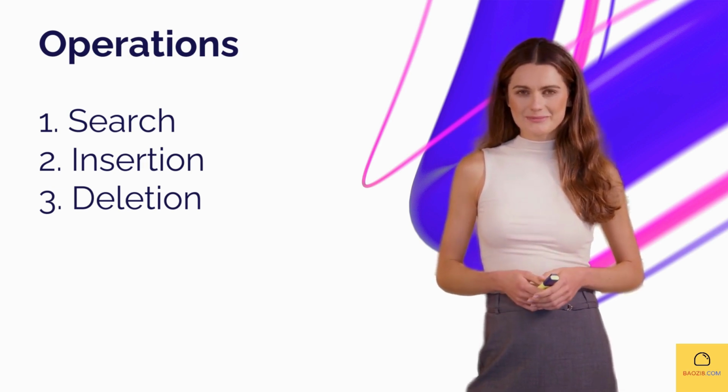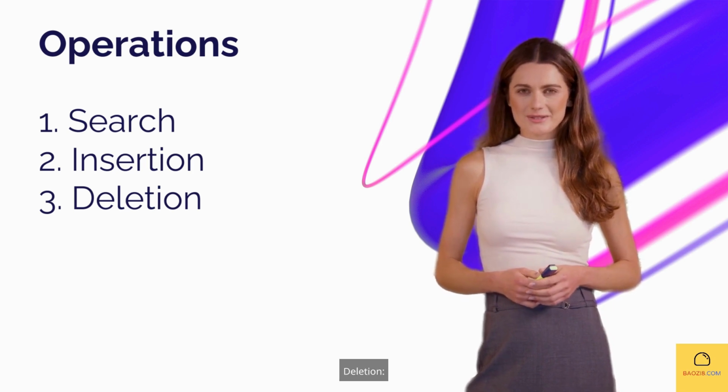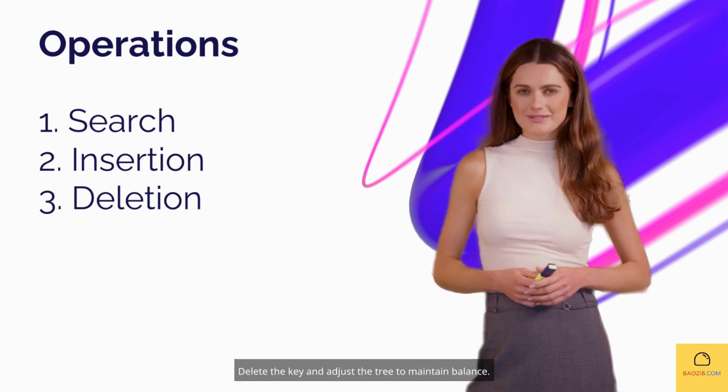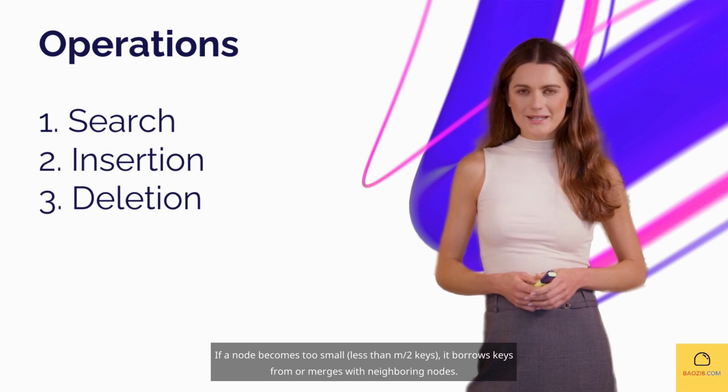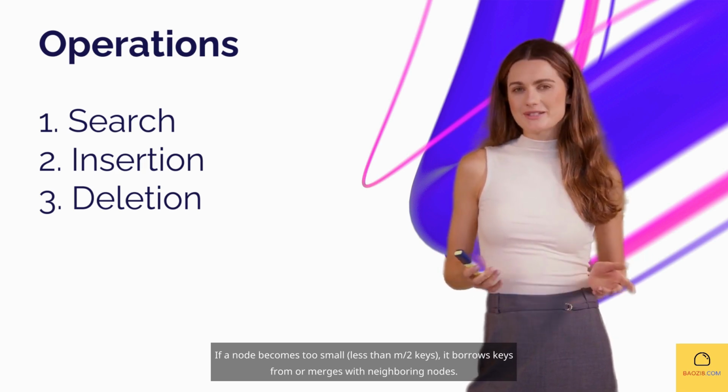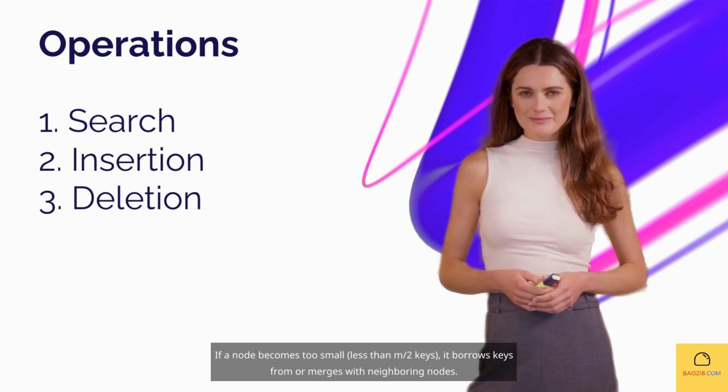3. Deletion. Delete the key and adjust the tree to maintain balance. If a node becomes too small, less than M/2 keys, it borrows keys from or merges with neighboring nodes.